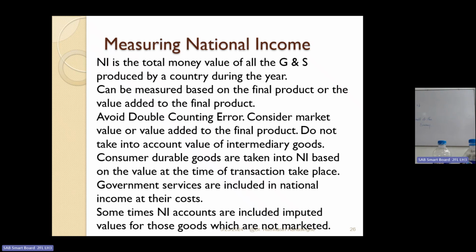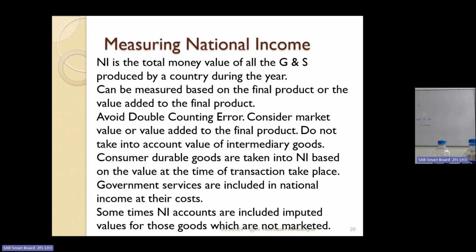So we have two approaches. We calculate the national income based on the final product approach and the value added approach. We can take either the final product or the value addition. If we take both, there may be a double counting error, right?